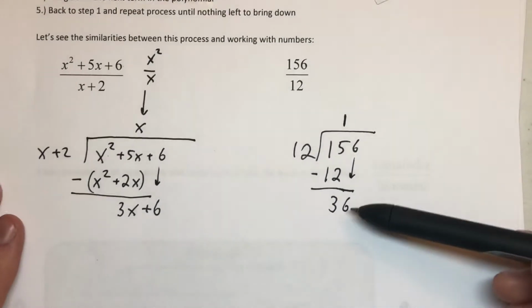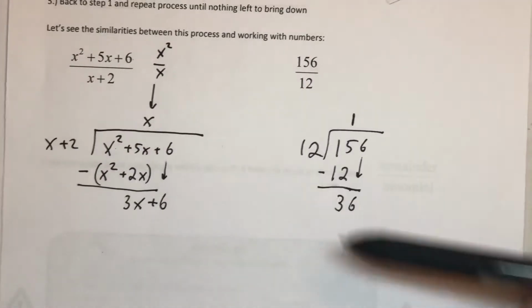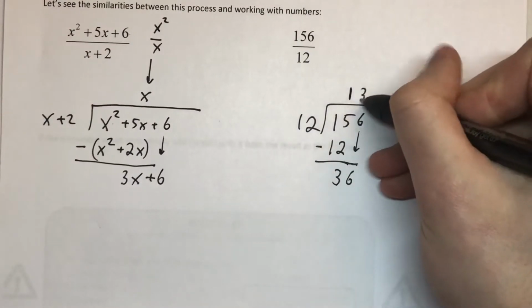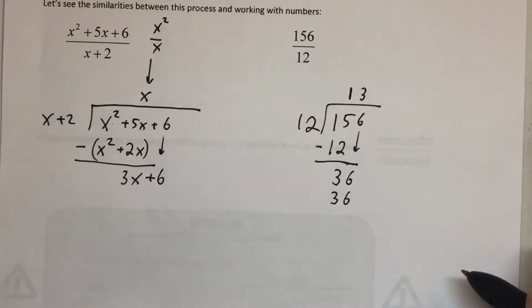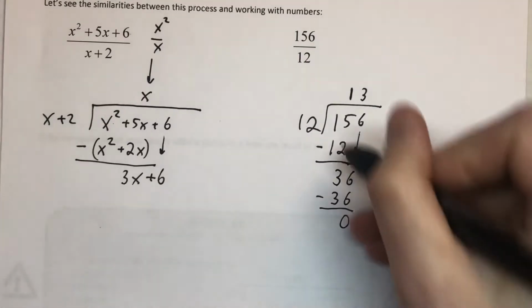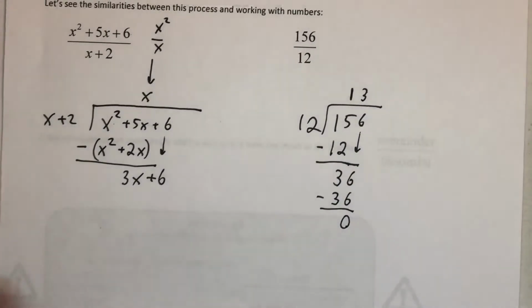So, over to the numbers problem, I'm going to go through kind of all the steps, just right in a row of the numbers. It's 12 into 36, which goes 3 times. 3 times 12 to see how close you got. Well, gives me 36. Subtract 0. That means 12 went into 156 evenly 13 times.